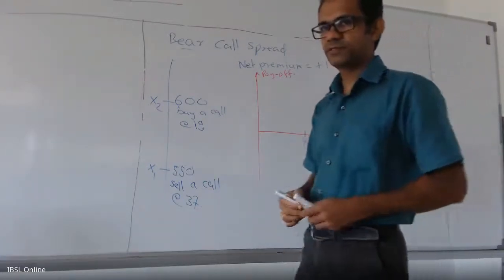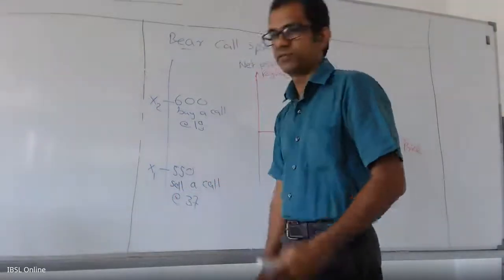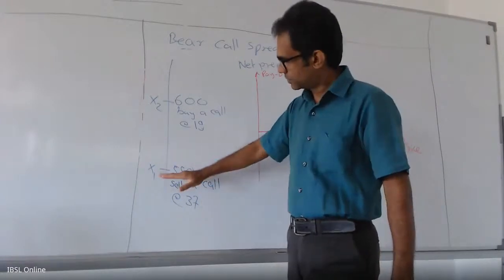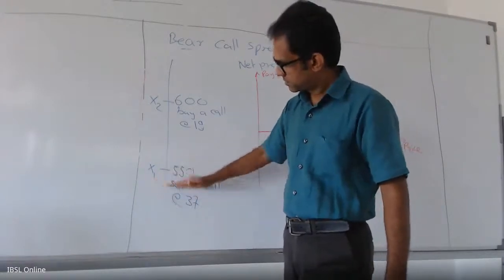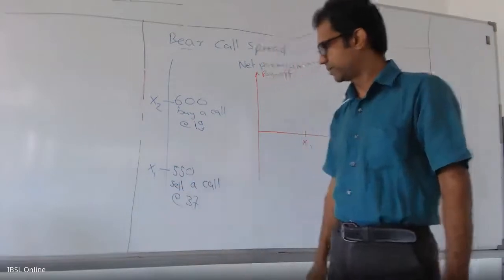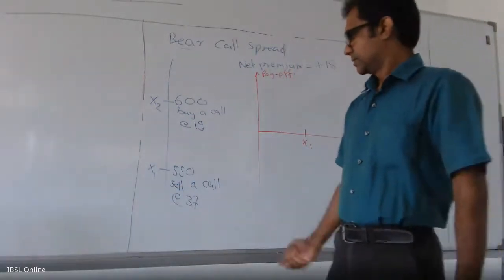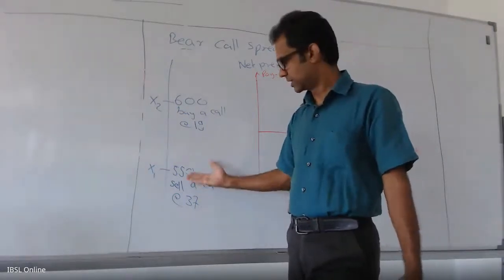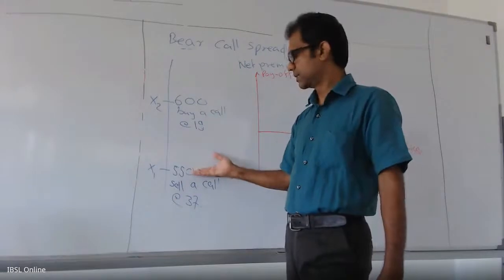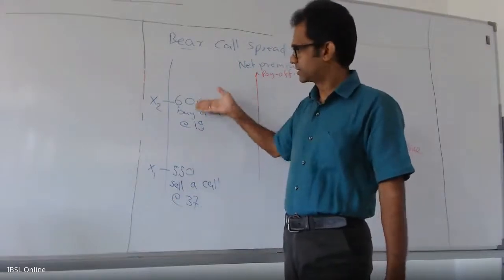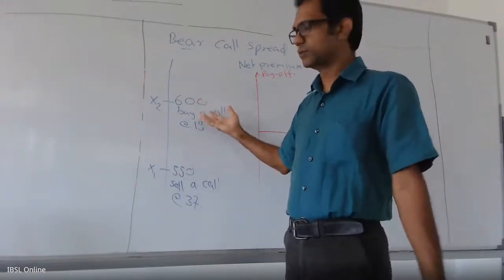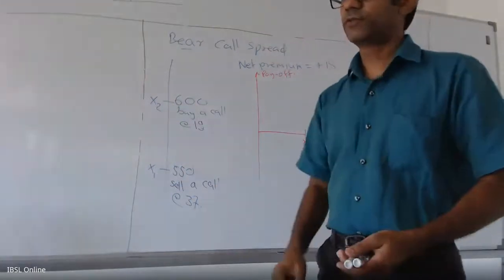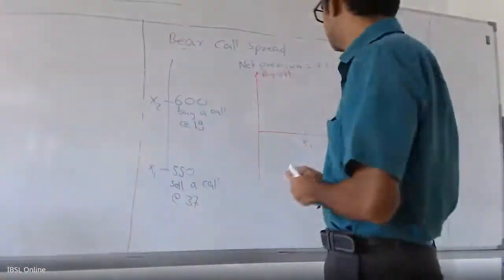Now, what would happen when the price remains below 550? On the maturity date, assume on the expiry date, the price of the underlying remains below 550. Will the buyer of this option exercise his right? No, because he can buy at the market price instead of buying at 550. Will you exercise your right? No, you won't exercise your right. So there's no payoff. Payoff would be 0.